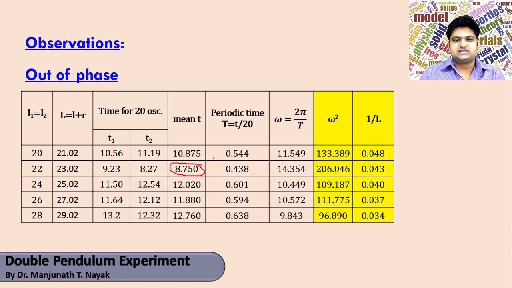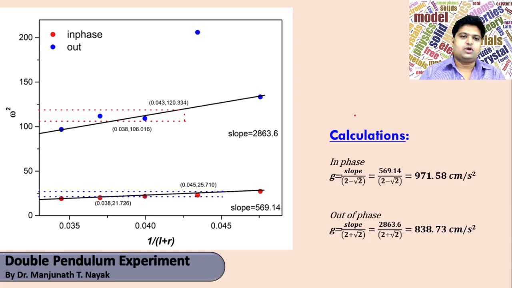Periodic time is, take the time divided by 20, you will get this, and omega is equal to 2 pi upon T, where 2 pi upon this you can get omega square. The same thing that you're doing. Again, we are going to use this along the y-axis and this along the x-axis. So this is what I got after plotting the graph.